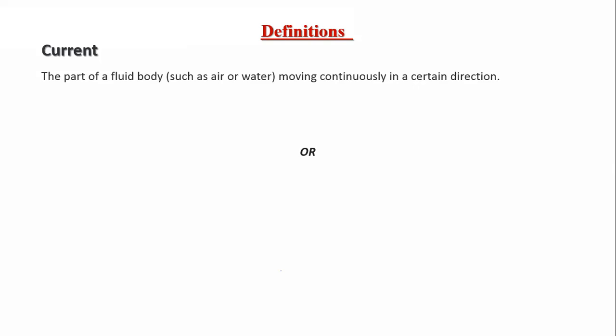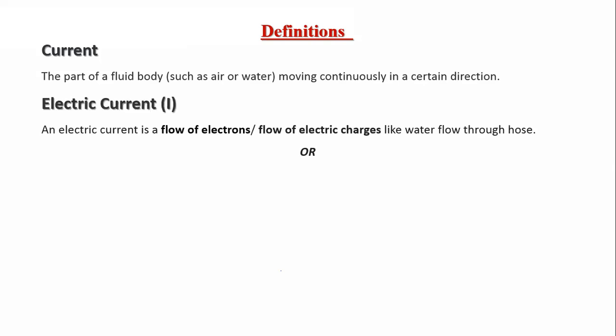The part of a fluid body such as air or water moving continuously in a certain direction sustains a certain amount of current. It is the measurement of how much that fluid is flowing, with how much capacity. But here in electricity and magnetism, we need to talk about electric current only, which we denote by capital I, or we can also use a small i.